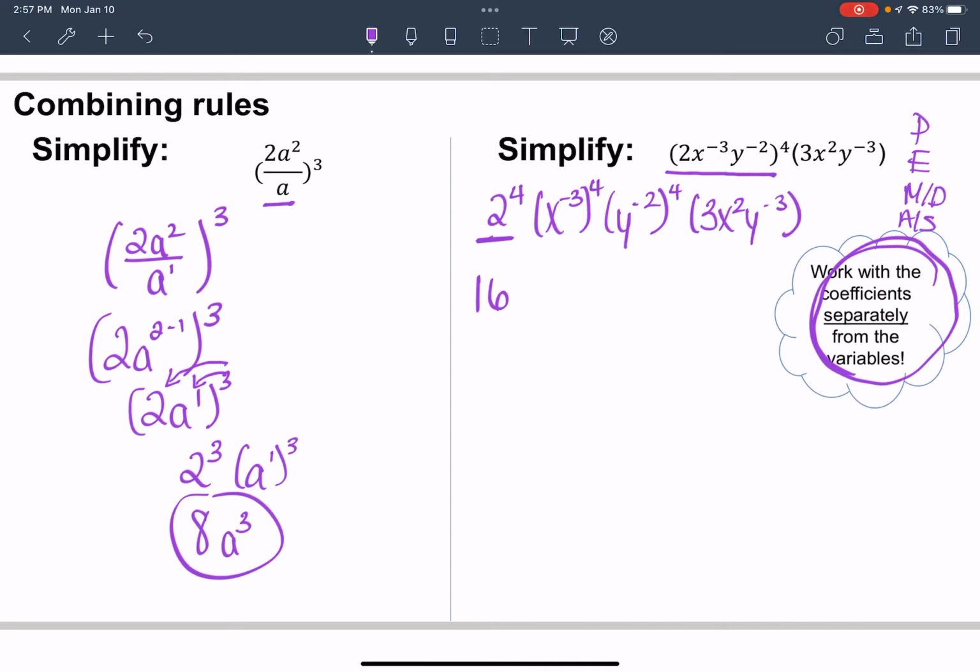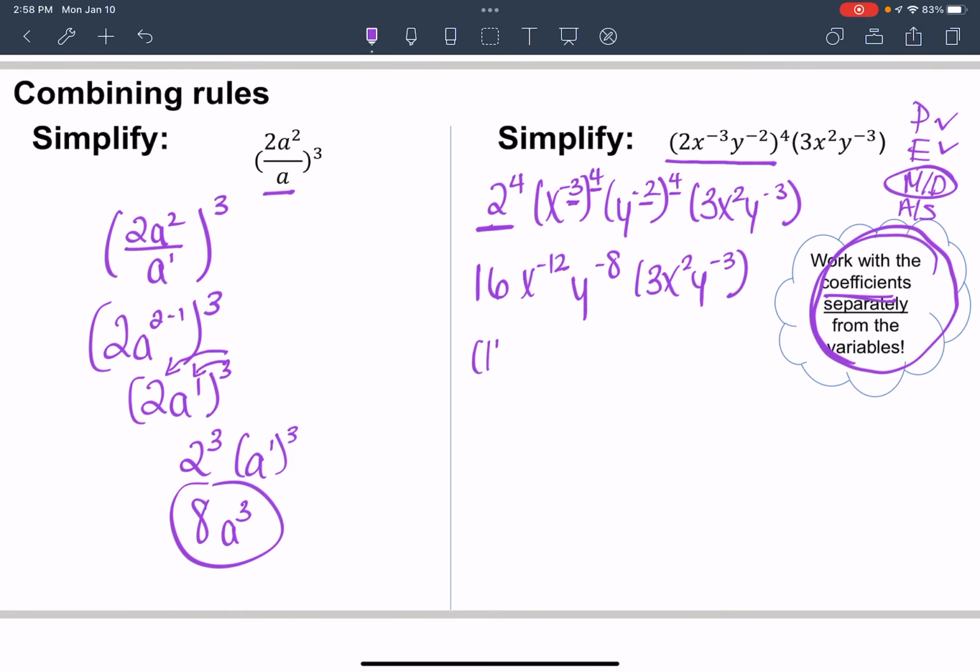X to the negative 3 to the fourth, you multiply them. So that'll be x to the negative 12. Y to the negative 2 to the fourth, that'll be y to the negative 8. And that's still being multiplied by 3x squared y to the negative 3. So now that we've done the parentheses and the exponent, we can do our multiply and divide. So we're just going to multiply all these terms together, and as usual, we're going to pull out the coefficients to work with them separately.